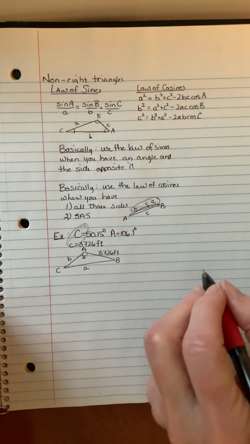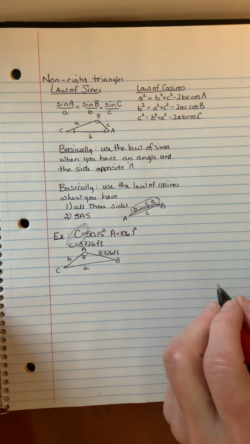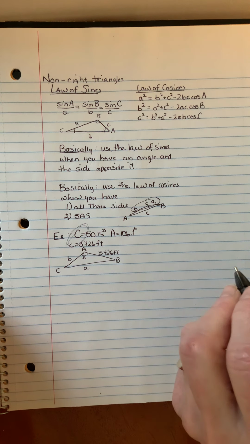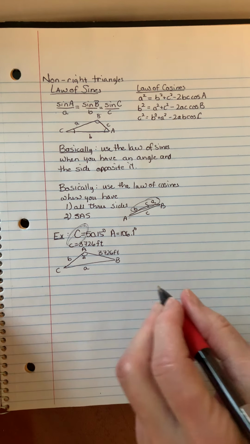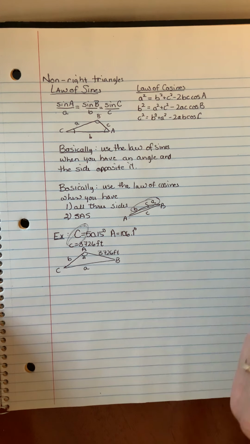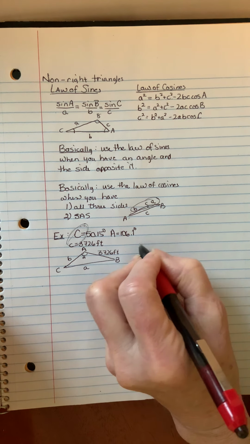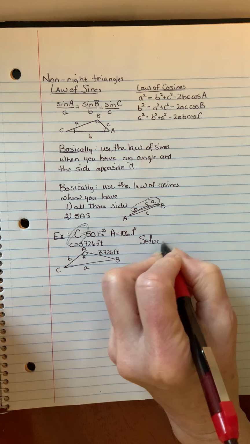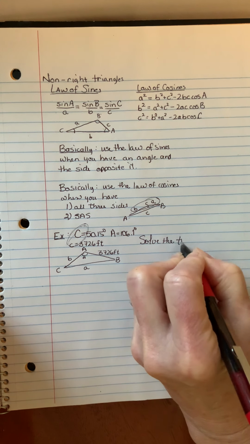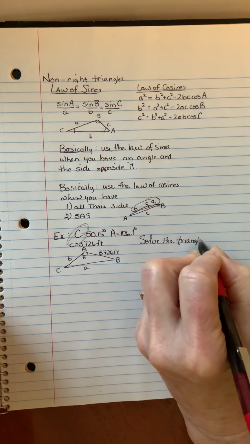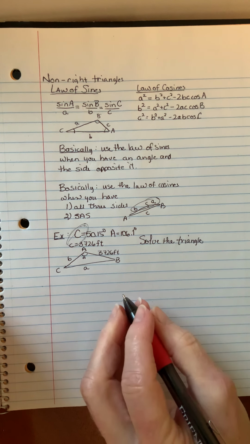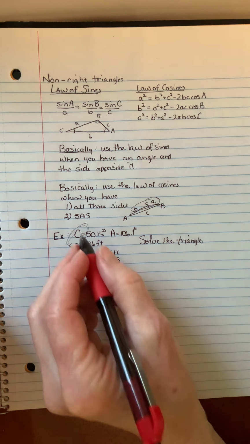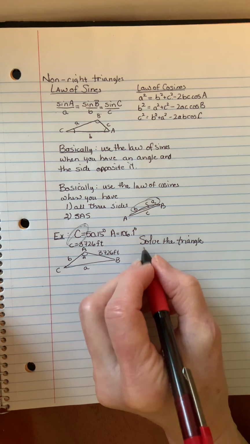Let's go ahead and solve the triangle. That's usually the task, either that or there's a word problem involved. But one thing that we need to do to solve the triangle: we need all three sides and all three angles. Well, we've got two of the three angles, so that's kind of nice.